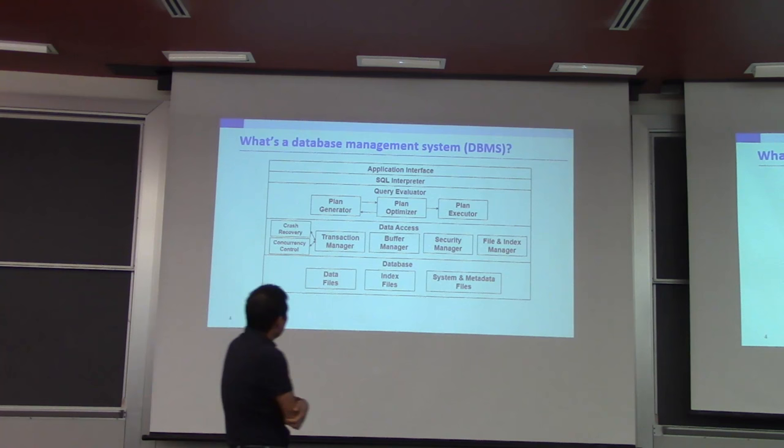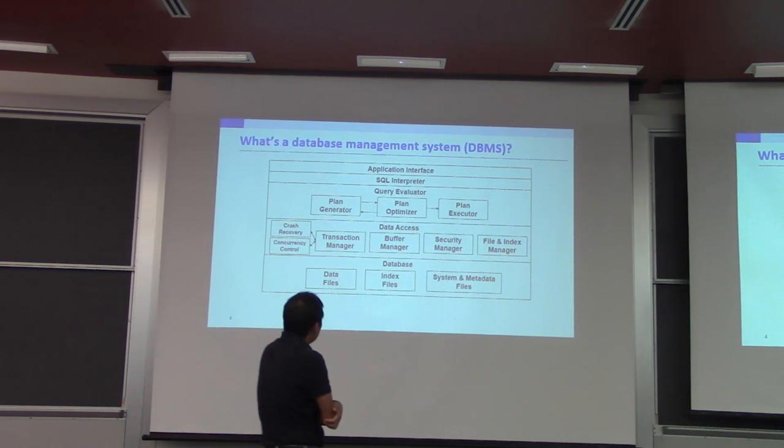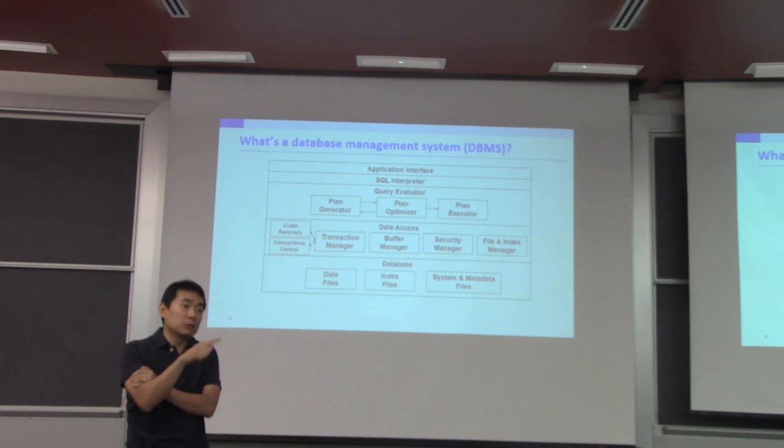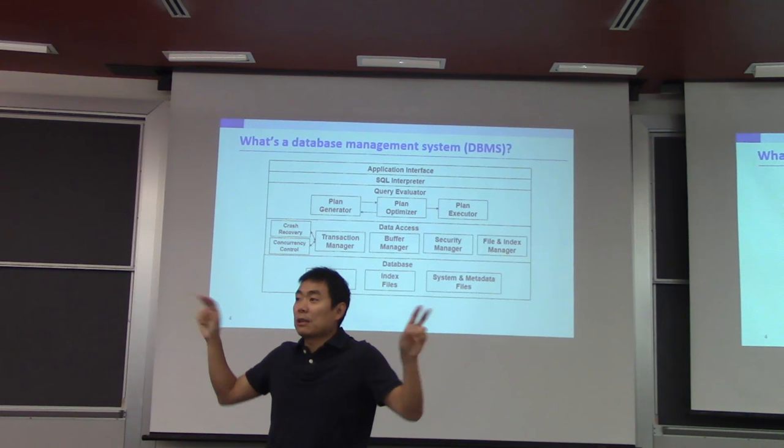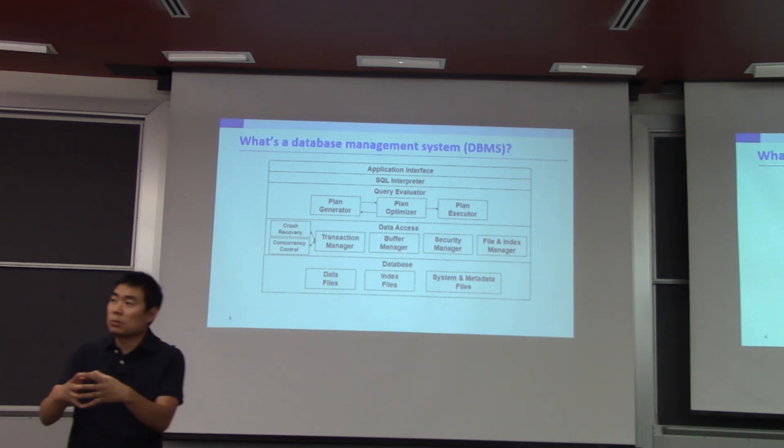And then you have something called the query evaluator. This module has three components. One is called the plan generator. The plan optimizer will use the plan generator to generate different query plans until the plan optimizer finds a so-called optimized plan. And that optimized plan is pushed to the plan executor, which will be responsible for executing a query according to that plan and getting the results you want.